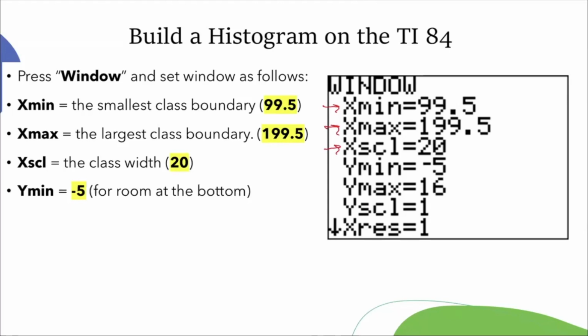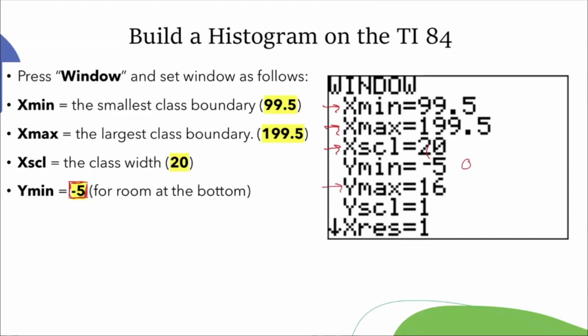Y min, sometimes I make this -5, but it really isn't necessary. If you want, you could make this 0. It's just the bottom of the graph. The -5 sometimes gives extra space at the bottom, but on the newer calculators, that's not so much an issue.